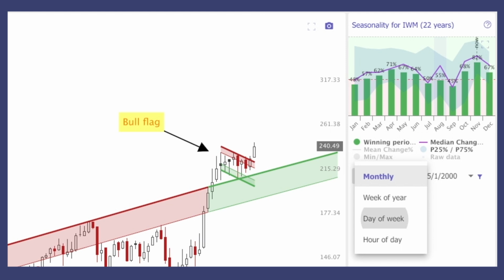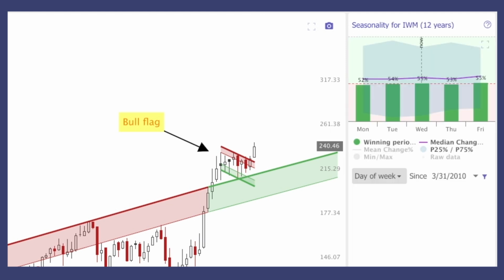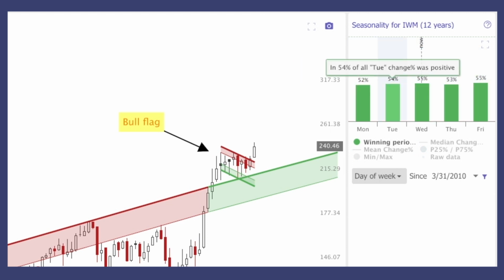Meaning if you're going back day of the week seasonality since 2010, you'll see here that each one of these bars represents just the day of the week. You can see Monday, Tuesday, Wednesday, Thursday, Friday, and you can see these percentage rates. They're almost exactly the same because we're going back so far. We have a ton of data. It kind of becomes normalized.